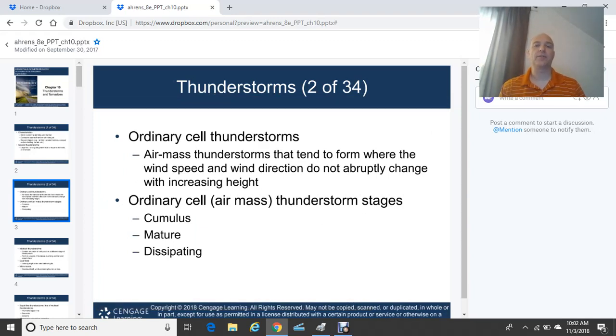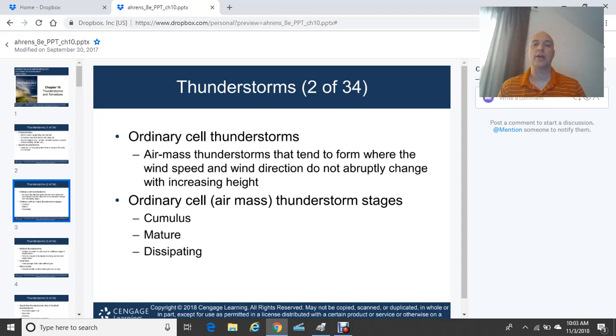Now, there are a couple of different types of thunderstorms. There are ordinary cell thunderstorms. When we talk about ordinary cell thunderstorms, I want you to think of air mass thunderstorms that tend to form where the wind speed and wind direction do not abruptly change with increasing height. Ordinary cell thunderstorms, also known as air mass thunderstorms, typically occur during the summertime where the land is being heated to its greatest potential, and there is really a lack of wind shear.